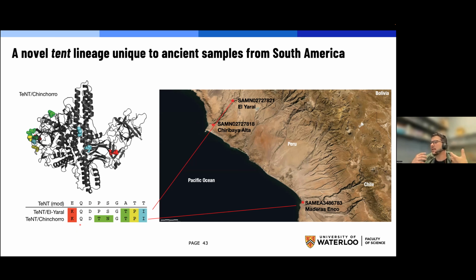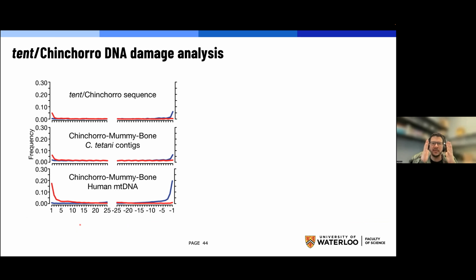You can also do damage analysis of the toxin DNA itself, and we do find some evidence for damage in the toxin DNA. It seems to be similar to the damage profile that we observe for that genome overall, and this is really focusing on the Chinchorro mummy sample. And we wanted to focus more on the Chinchorro mummy sample because its toxin was perfectly reconstructed. We could actually reconstruct 100% of the toxin sequence.